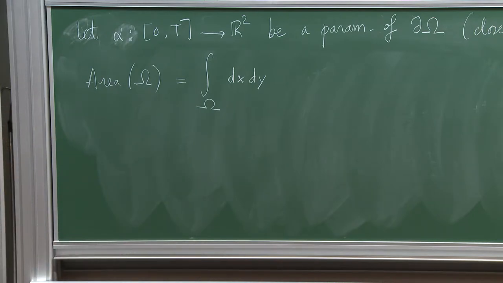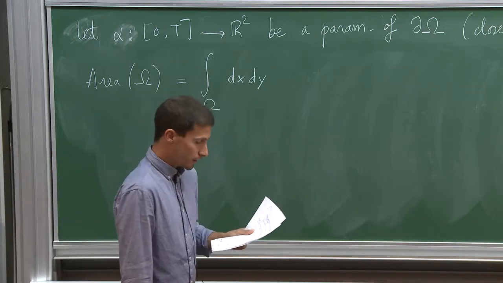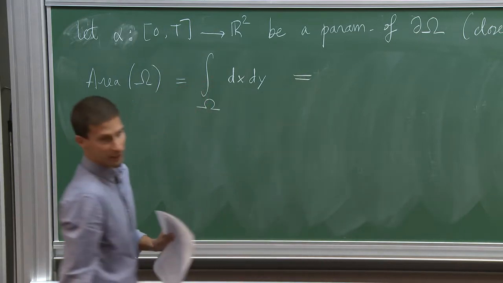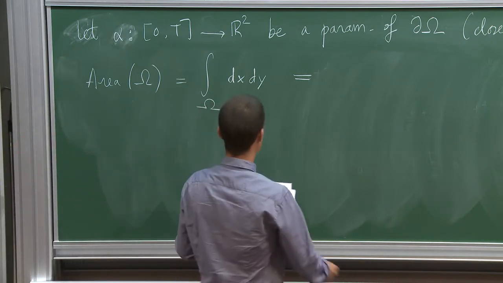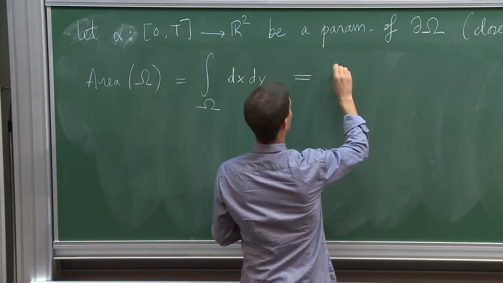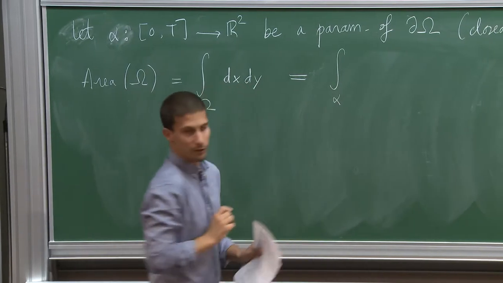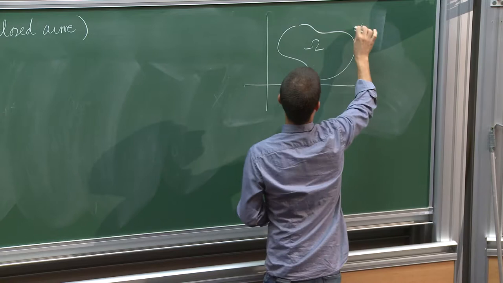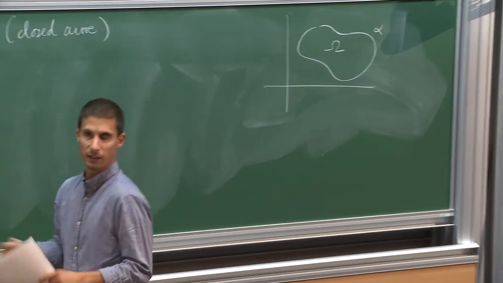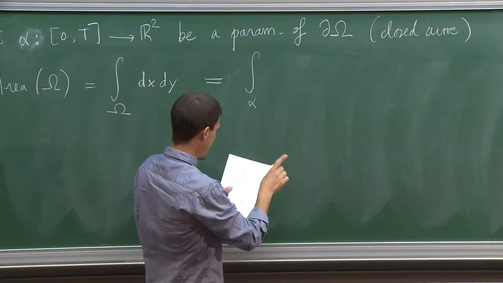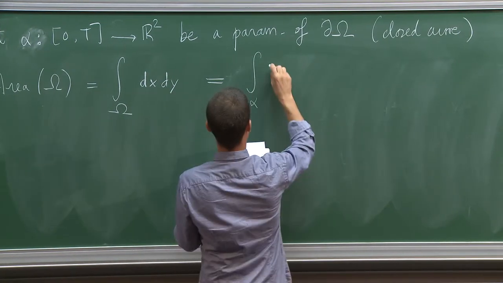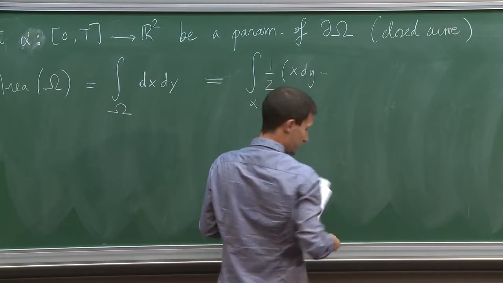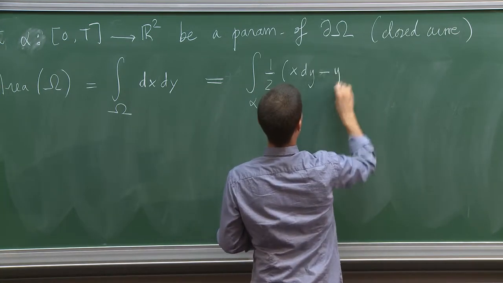And so to make the link, I will use this Green formula or Stokes formula. So I will write it in the particular case, and then maybe write the more general case. So this is equal to the integral over the boundary. So you have omega, and the boundary is alpha. So you have an equality between the double integral and the integral along the curve. So I will write and then explain what this means. 1/2 of this quantity, x dy minus y dx.